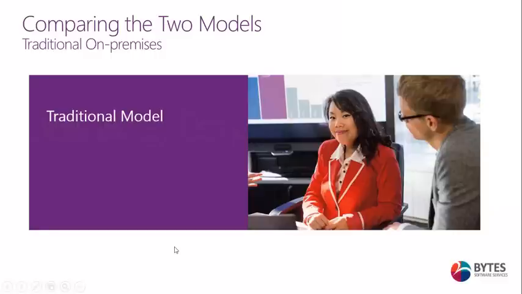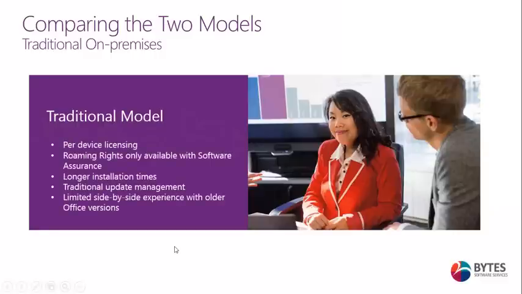So looking at the traditional licensing model of licensing Office, if you buy Office Pro Plus or Office Standard 2013, historically it has always been licensed on a per device basis. So every device that uses or accesses Office needs to have a license assigned to it. Roaming rights, which apply if you deploy Office on a remote desktop services server, basically allow you to log into that session running Office from outside of the corporate premises. But roaming rights are only available with software assurance.